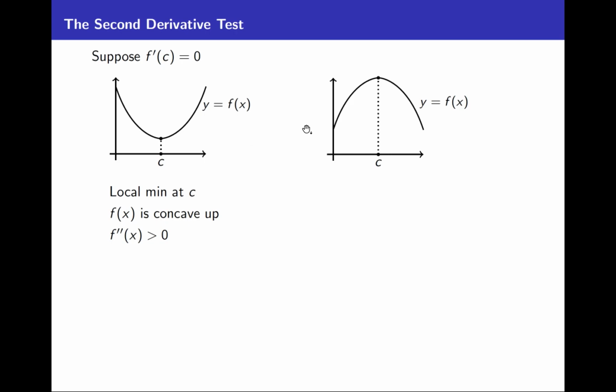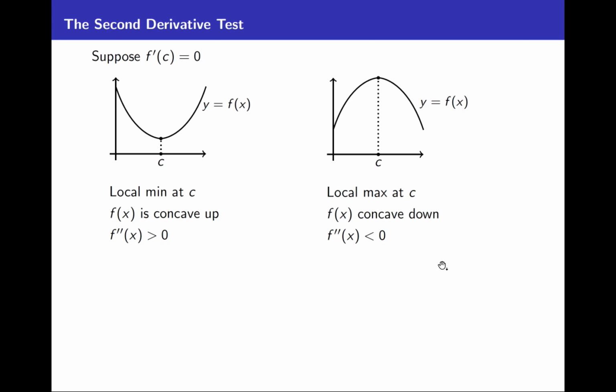On the other hand, suppose we had a local maximum at c. The picture might look like this. Local max at c, and notice that graph is concave down to give you that local max. So if f is concave down, we know that f double prime of x has to be negative. Interesting. Negative second derivative signals a local max because it means your graph is concave down. It looks like this.